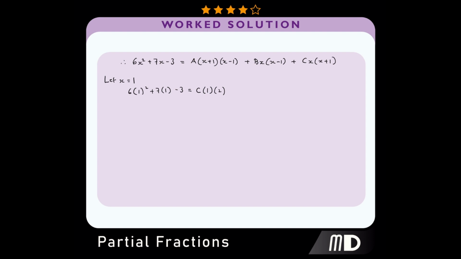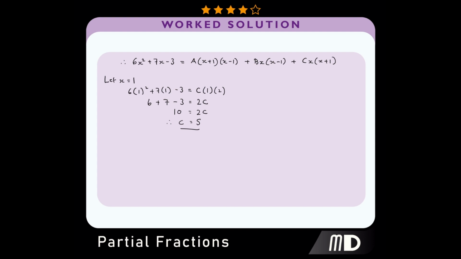Now let's tidy it up. 6 multiplied by 1 squared is 6, plus 7 multiplied by 1 is 7, minus 3, and 2 multiplied by 1 is 2, so over here we've got 2c. And 6 plus 7 minus 3 is 10, so 10 is equal to 2c, therefore c is equal to 5.